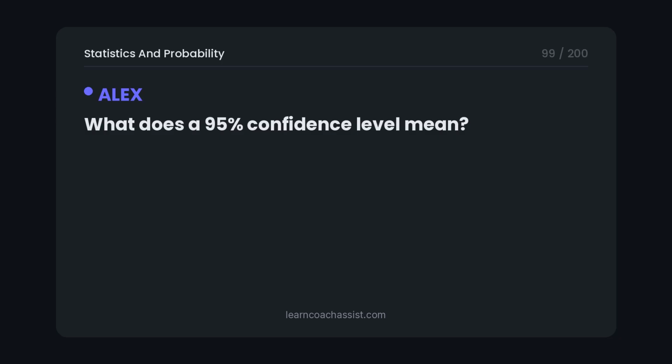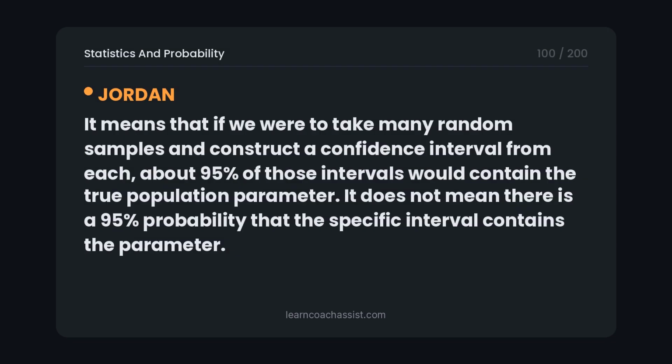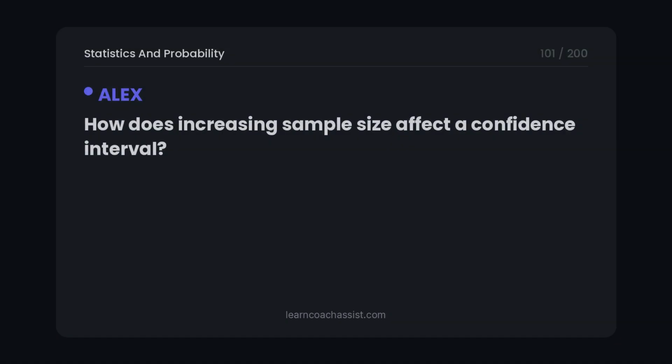What does a 95% confidence level mean? It means that if we were to take many random samples and construct a confidence interval from each, about 95% of those intervals would contain the true population parameter. It does not mean there is a 95% probability that the specific interval contains the parameter. How does increasing sample size affect a confidence interval?